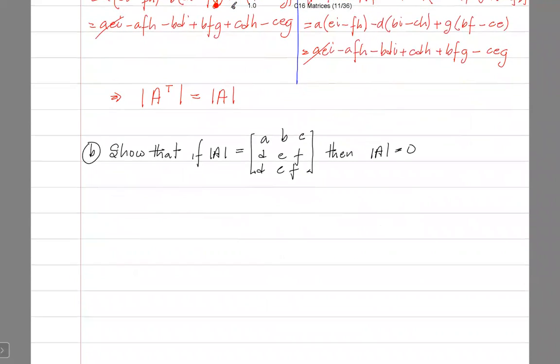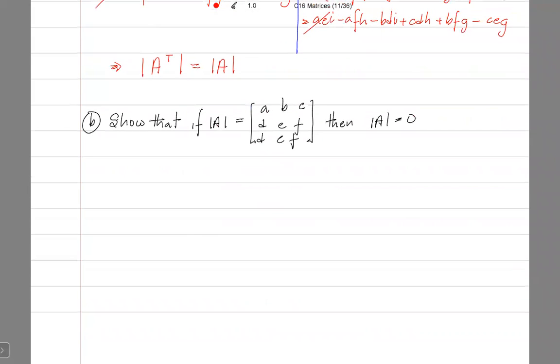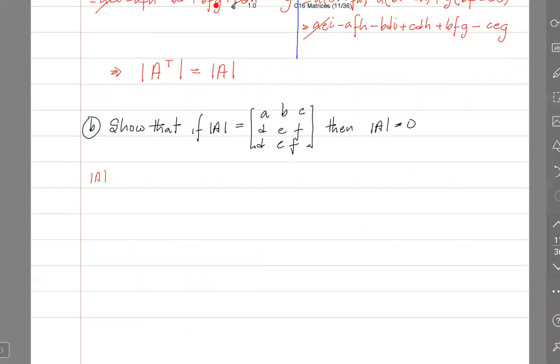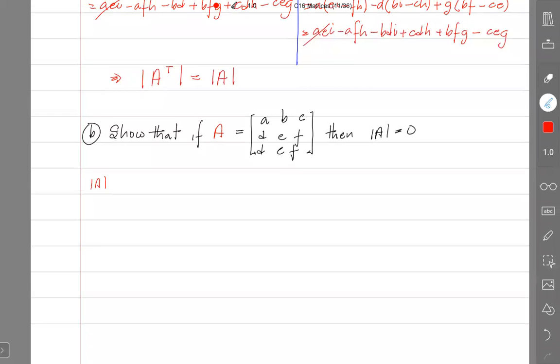Here, we're asked to show that if A is the matrix with rows A, B, C; D, E, F; D, E, F, in other words, two of the rows are identical, and the theory says that the determinant of this should come out to be equal to 0. Let us see if it's true. All right, so this is off a little. Let's fix it. This should say if A is this matrix, then the determinant of A should be equal to 0.